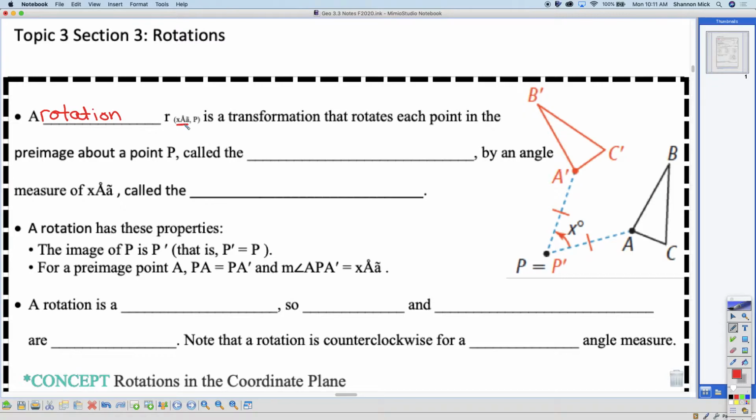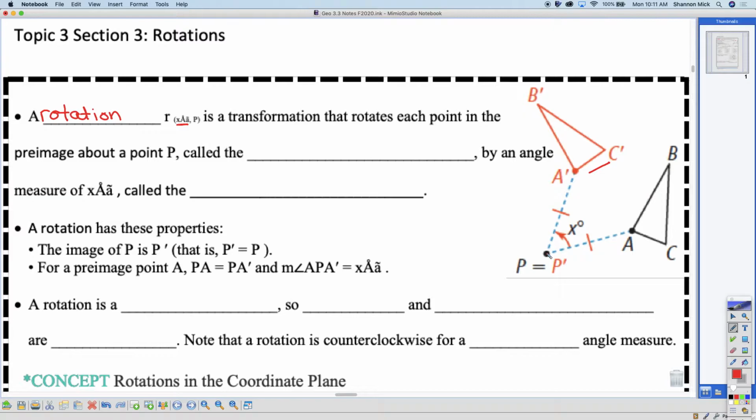But you can do any angle, and that's where it would be. And then P would be the point that you're rotating it around. What we are actually going to do is just take an object and rotate it. We're not going to rotate it around a point. Okay, we're going to just do basic rotations.